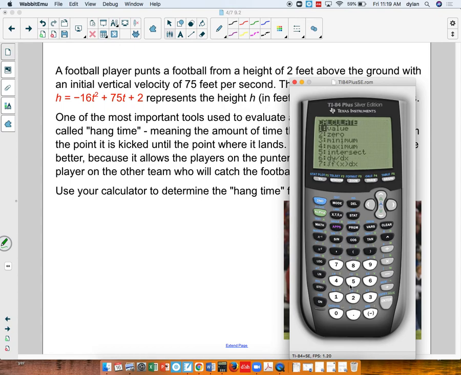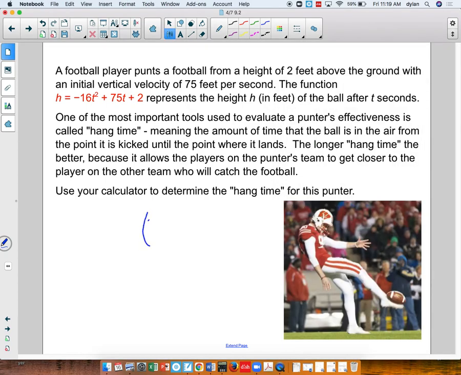So I'm going to go to second calculate zero, and it's going to ask me my left bound. And I need to find my thing, because right now it's way up high somewhere. But if I move closer, oh, there it is. So there's my left bound, and then I'm going to scroll down for my right bound, and then I'll guess. And that gives me the time at which the ball hits the ground. x equals 4.71 seconds. So time equals 4.71 seconds.